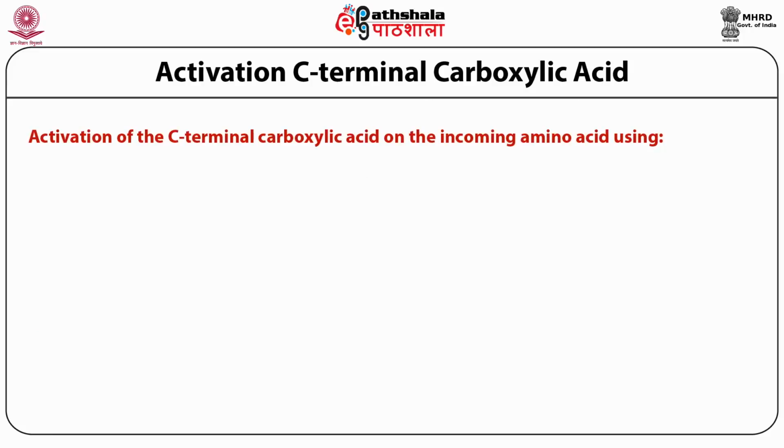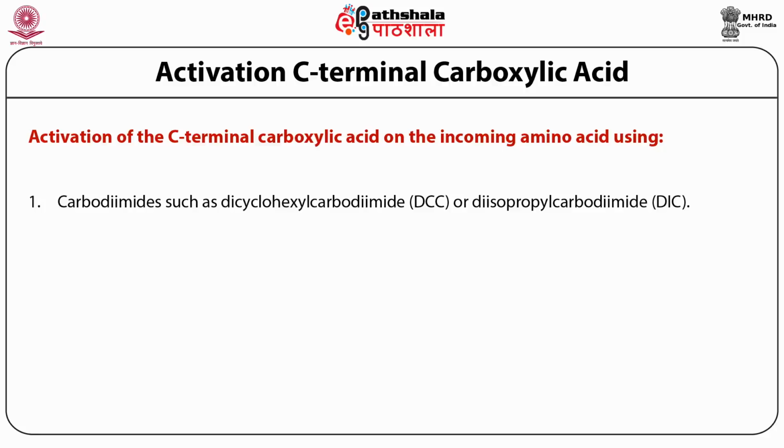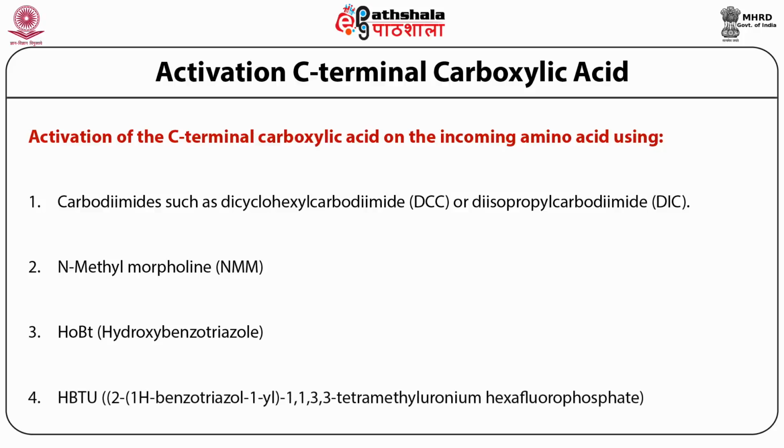Activation of the C-terminal carboxylic acid. Before starting the coupling of two amino acids, one amino acid needs to be activated at the C-terminal part. These are the molecules which are used for the activation of the C-terminal of an amino acid: carbodiimides such as dicyclohexyl carbodiimide or diisopropyl carbodiimide, N-methylmorpholine, HOBT, hydroxybenzotriazole, HBTU, 2-(1H-benzotriazol-1-yl)-1,1,3,3-tetramethyluronium hexafluorophosphate.